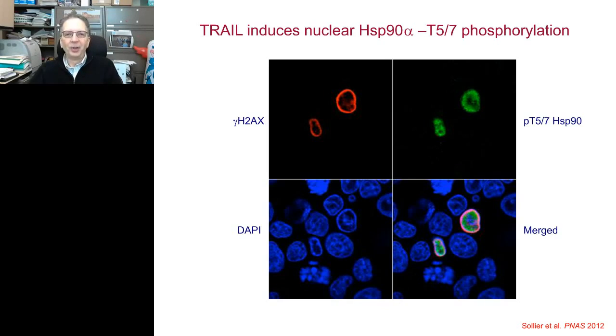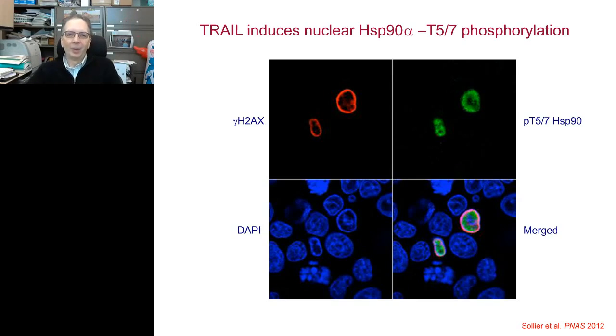These experiments are done in HCT116, which is a colon cancer line. So in this particular picture, although there are a number of cells, as evidenced by DAPI staining, which is a nuclear stain, in the field, 2 of the cells are currently positive for gamma H2AX, and so are beginning to undergo nuclear fragmentation. On the right, in the green color, you see that the same cells that are positive for gamma H2AX are also positive for phosphorylated threonines 5 and 7 HSP90 alpha. And if you overlay the picture, we can confirm that the same cells positive for phosphorylated H2AX are also positive for phosphorylated T5/7 HSP90.